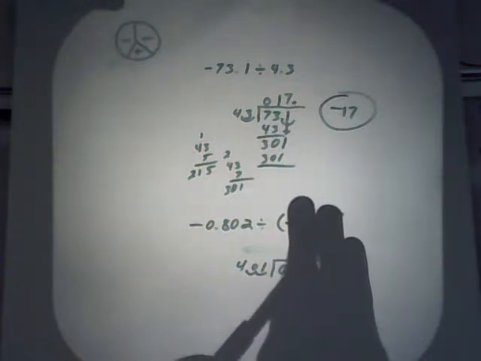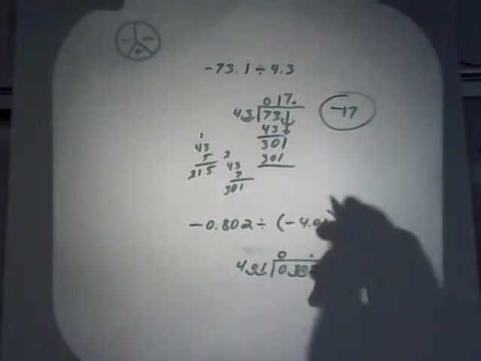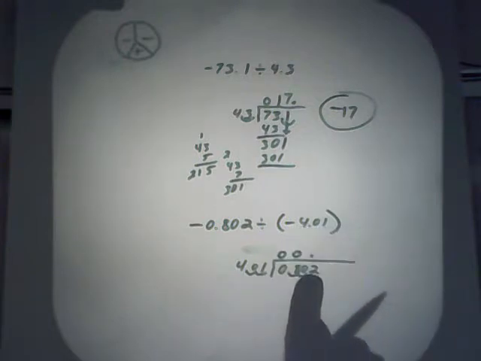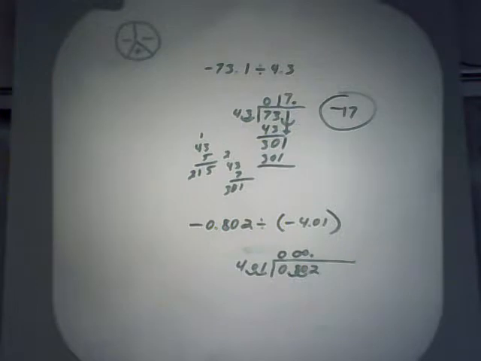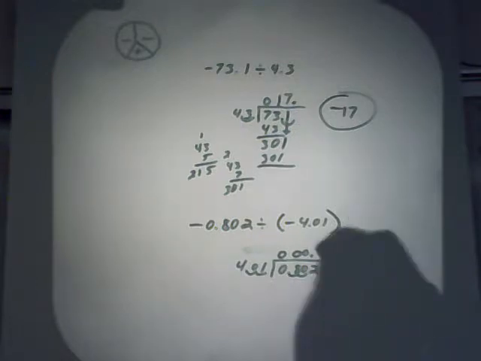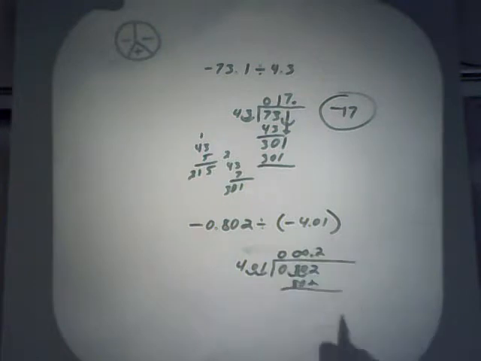Okay, does 401 go into 0? No. 401 go into 8? No. 401 go into 80? No. 401 go into 802? How many times? Twice. 2 times 401 is 802. Done. My answer is 0.2.